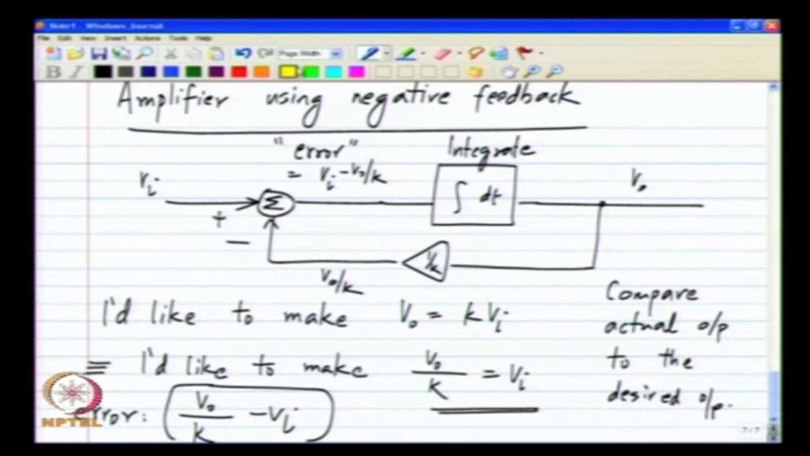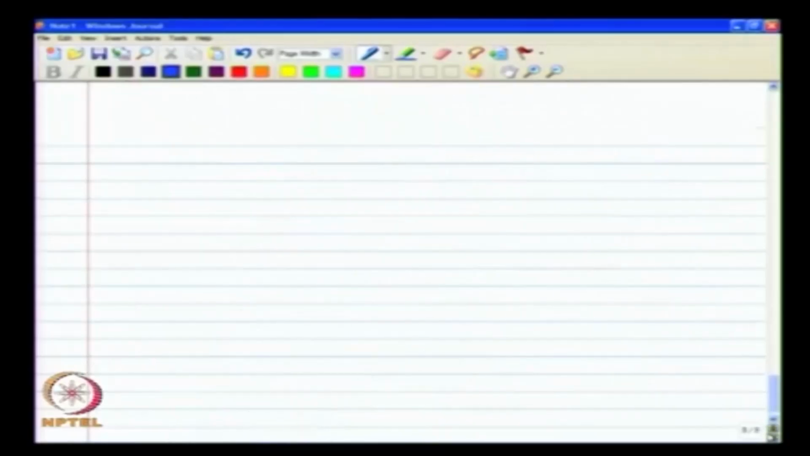Okay. And how do I get my V naught by K from V naught? That is very easy. It is a difficult thing to amplify a voltage, but it is a very easy thing to reduce the voltage. If I want V naught by K from V naught, I can simply use a resistive divider. Okay. So, let me redraw this using the actual circuit implementation of obtaining V naught by K from V naught.